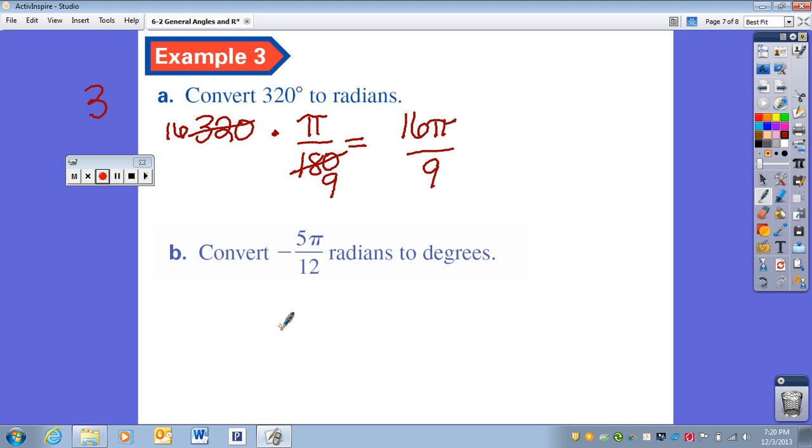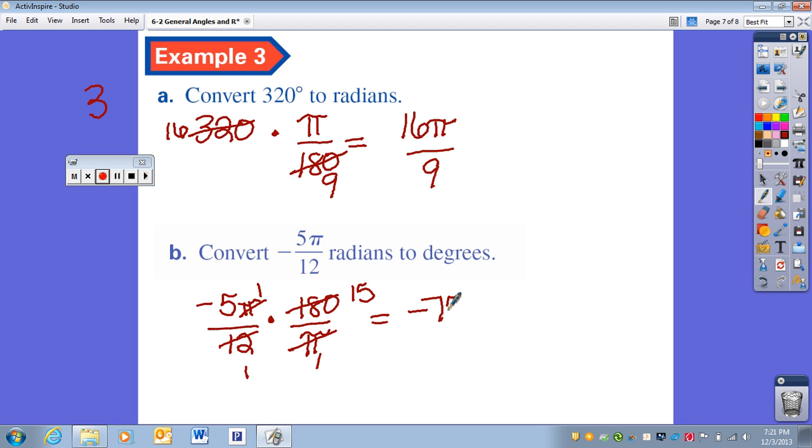If I would like to convert radians back to degrees, I simply use my other conversion. I have negative 5 pi over 12, and I'm going to multiply that by 180 over pi. Again, I can reduce pi, and I can divide both of these by 12. And so when I multiply, I'll have a negative 75 degrees.